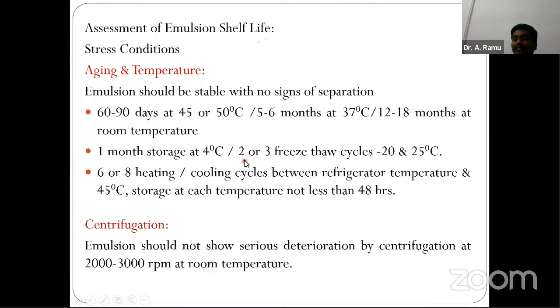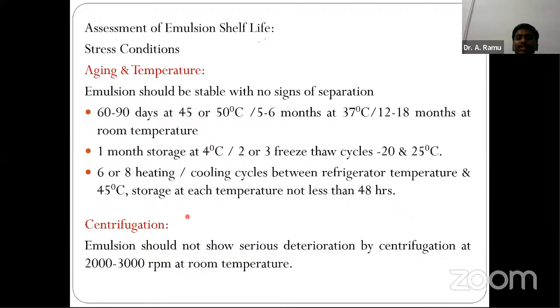Or 1 month of storage at 4 degrees centigrade, or 2 or 3 freeze-thaw cycles between -20 and 25 degrees centigrade. Or 6 or 8 heating-cooling cycles between refrigerated temperature and 45 degrees centigrade. Storage at the heat temperature should not be less than 48 hours. Therefore, the effect of temperature on the physical stability of the emulsion can be quickly assessed by exposing it to these temperature conditions.